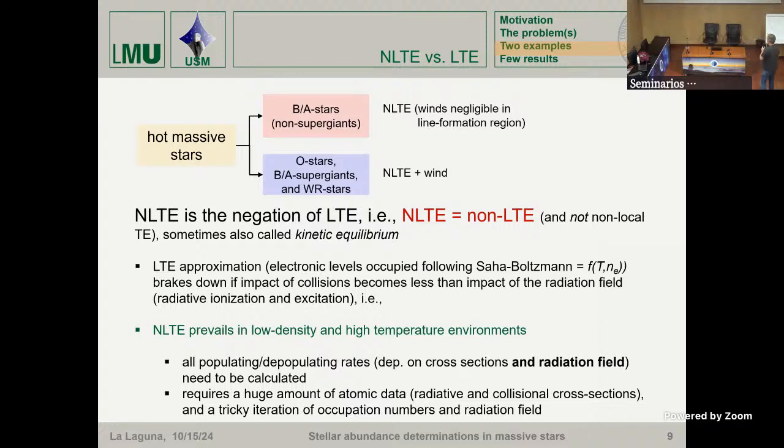And this, as you can imagine, requires a huge amount of atomic data, both for these radiative and collisional cross sections. And it requires as well a very tricky iteration between the calculation of the occupation numbers and the radiation field. So both have to be converged in parallel. And when you have finally the occupation numbers, then you can calculate the emergent spectral energy distribution and the line profiles.